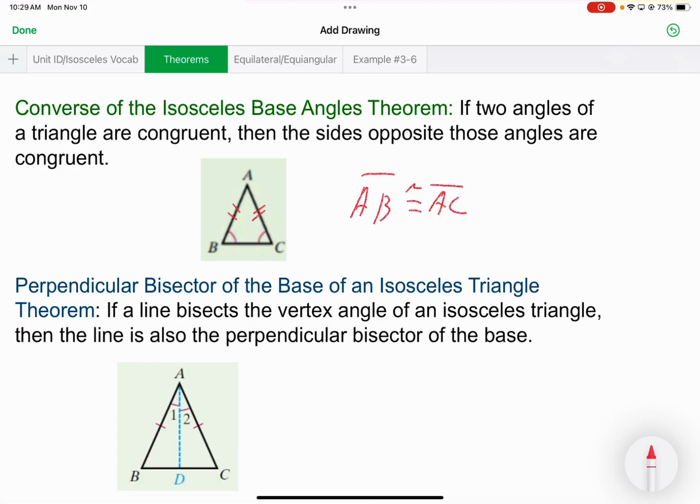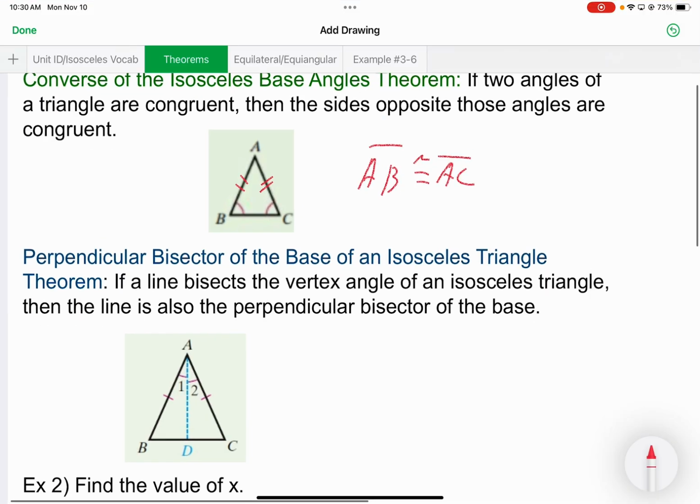All right, and then we have something about a perpendicular bisector. That's actually something that I want to add to your chapter 4 reference sheet. So I might actually have you guys pull that out at the end of the lecture so we can add that to it.